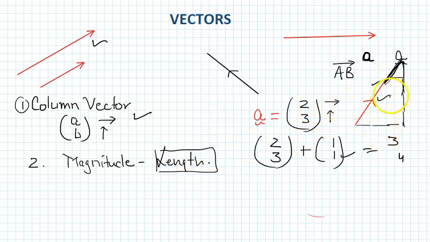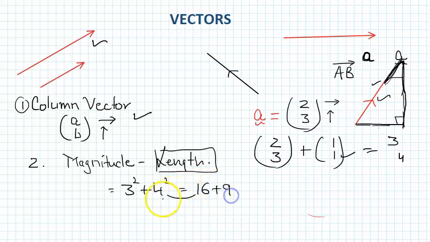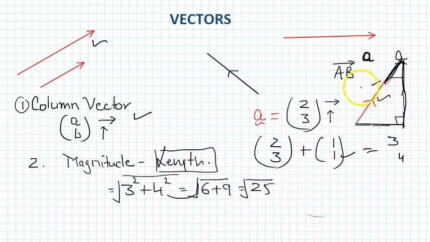For example, this is 3 and this is 4. So you have to calculate this length. It always makes a right angle triangle. So you do 3 square plus 4 square. 4 square is 16, 3 square is 9, that is 25. And then you take the root of everything. That is how we use Pythagoras theorem. It's exactly a Pythagoras theorem. So this is going to be root 25, that is 5.